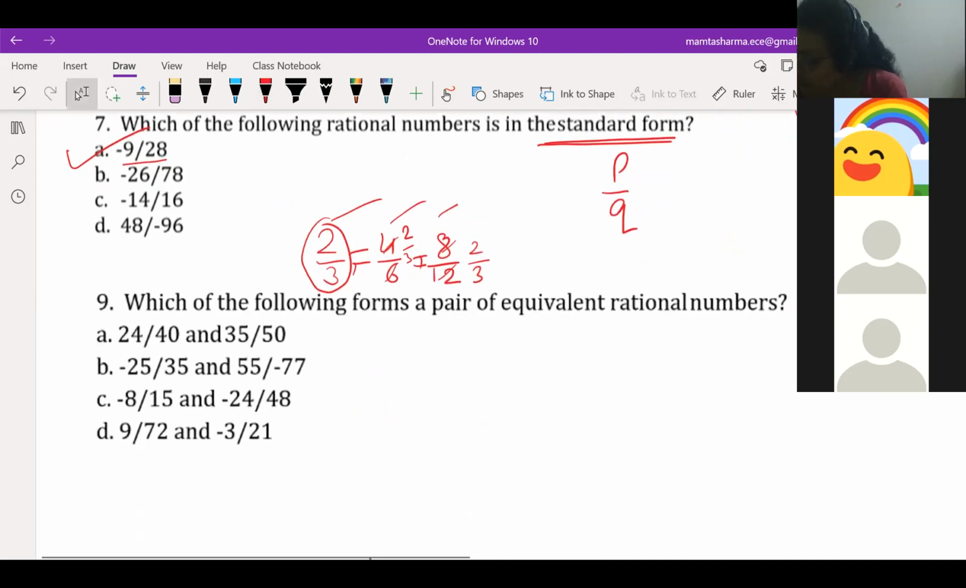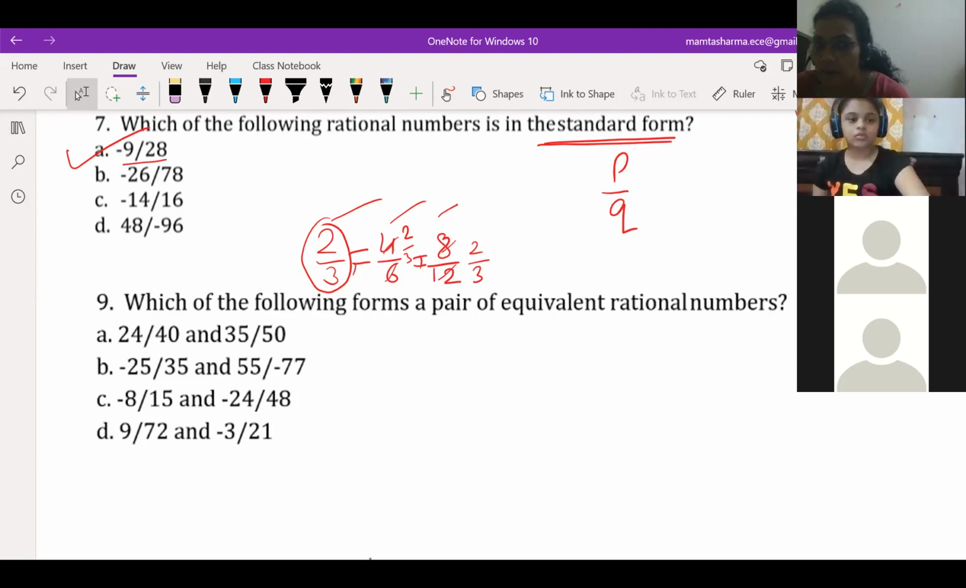Now, question number two. Which of the following forms a pair of equivalent rational numbers? You have to find out the pair which is equivalent. Simplify them. Ma'am, D. I think it's D, ma'am. B or D? D, ma'am. Okay. Anyone else in favor of D?